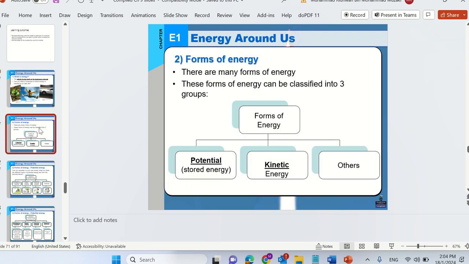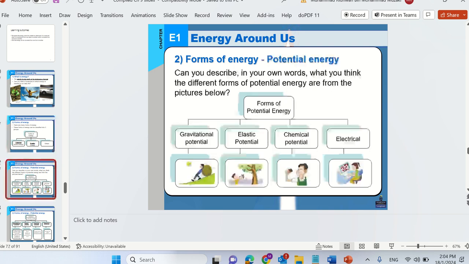Now, there are many forms of energy. There is the stored form of energy, and this is called potential energy. We have the kinetic energy, which is energy related to movement. And there are other sorts of energy that we will discuss later. So please make sure that you are doing your notes, filling in the notes. So first, we're going to talk about the potential energy.